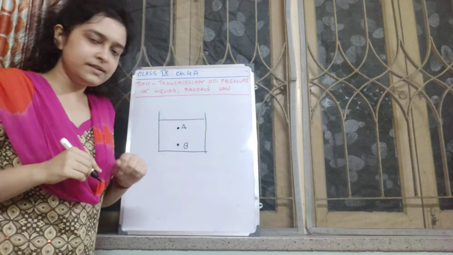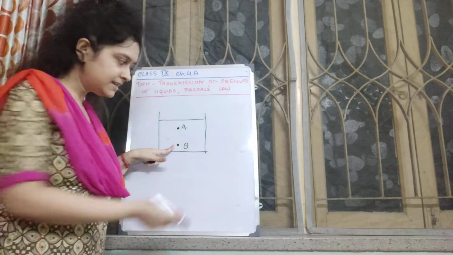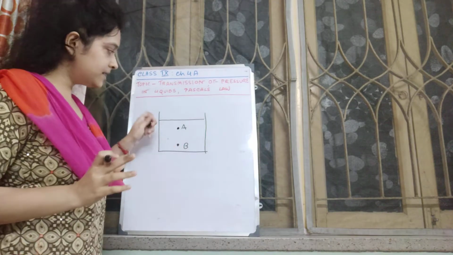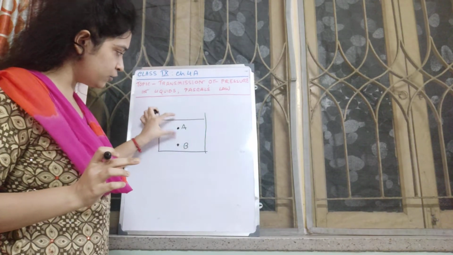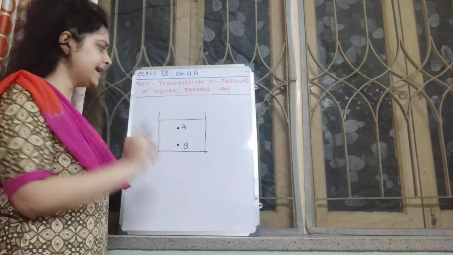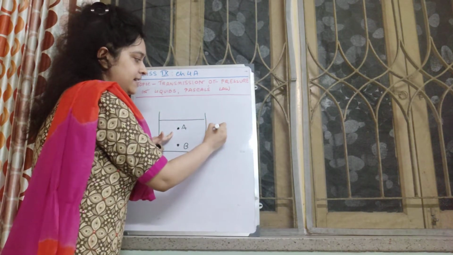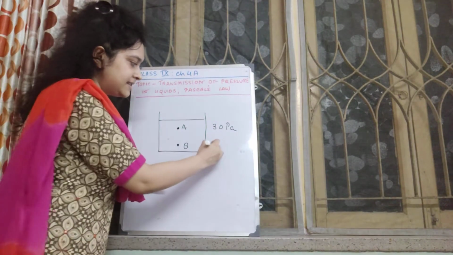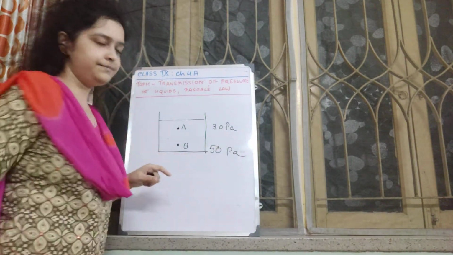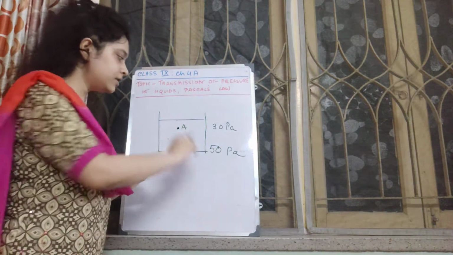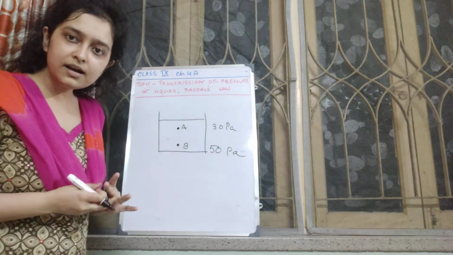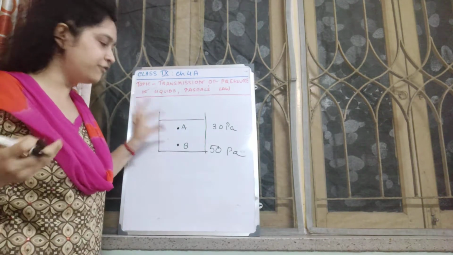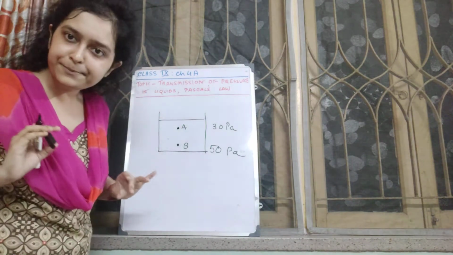In which case is pressure more? At B, because the depth of B is more than the depth of A, because the height of the liquid column above B is more than that of A. Say at A the pressure is 30 Pascal, and at B say it is 50 Pascal. What is this difference in pressure due to? The extra liquid column above B, which is not there above A.